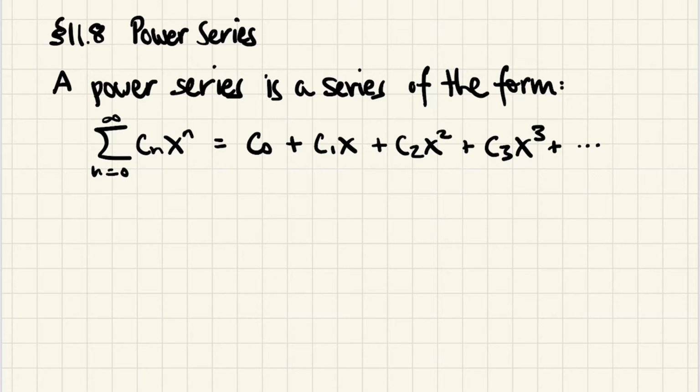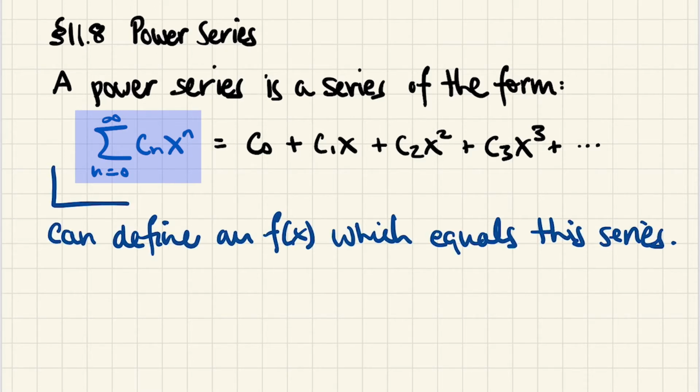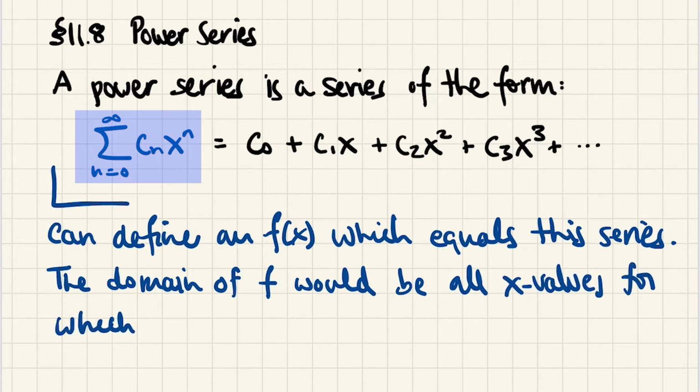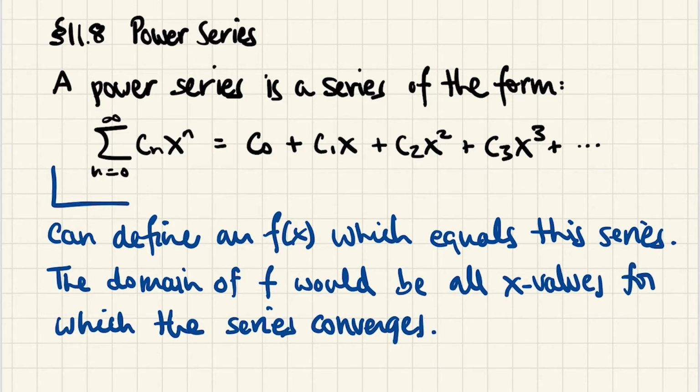So basically, a power series is just an infinite series, but it has a variable x in it that's raised to the n. So when you write out its terms, it takes on this form. Now, the Cn here can be really any expression depending on n. And we can define an f of x to equal this series. The domain of f, in other words, the set of legal x values that you can plug in, would be essentially the x values for which this series is convergent.